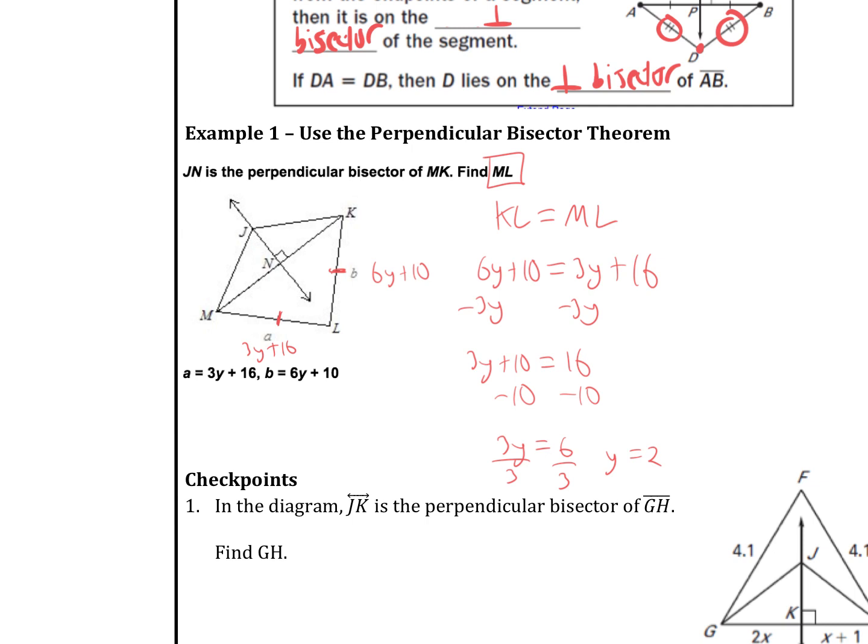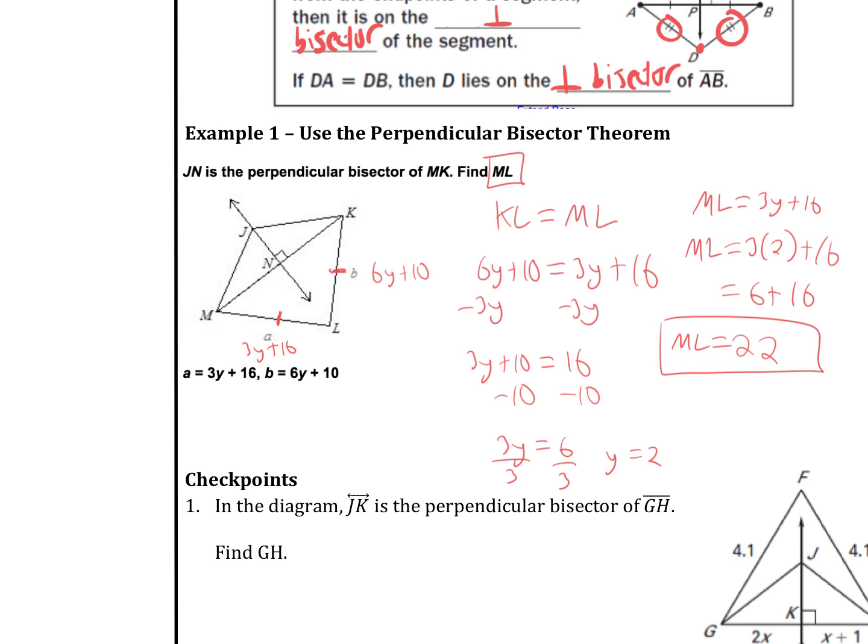Are we done? No, we got to find ML. Well, ML was 3y plus 16. So we're going to plug 2 in for y. So ML equals 3 times 2 plus 16, which equals 6 plus 16. So ML is going to equal 22. And KL should also equal that too because they're congruent, but that's what we wanted. So, all right, very cool.